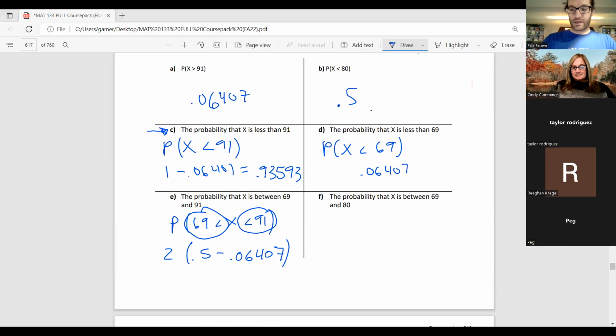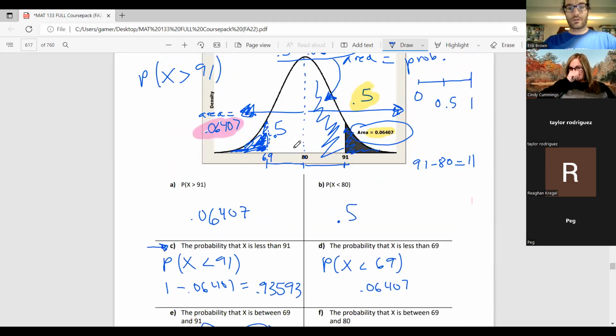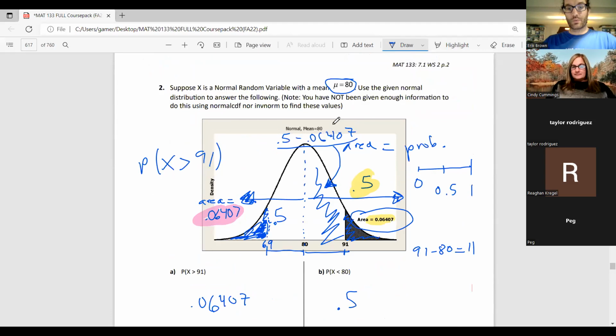And I don't know what that answer is. So 87, 18, 6. Okay. And let's see, probability that X is between 69 and 80. Note that's the same as this area up here, so it's just one of these.